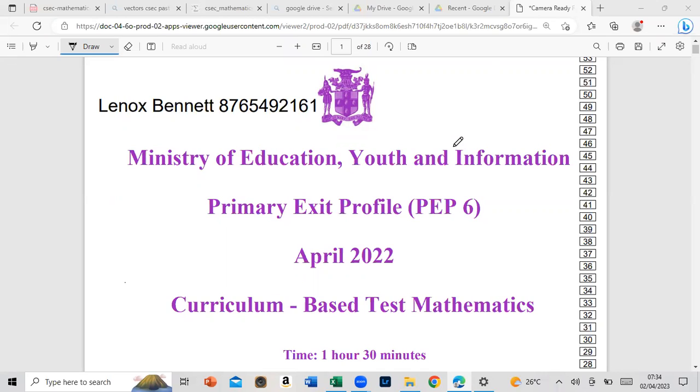Today we're looking at the PEP curriculum base, and this is the last examination that was done. The time allotted is 1.5 hours. Alright, so let's get right into it. All my students is this last year, so let's go.